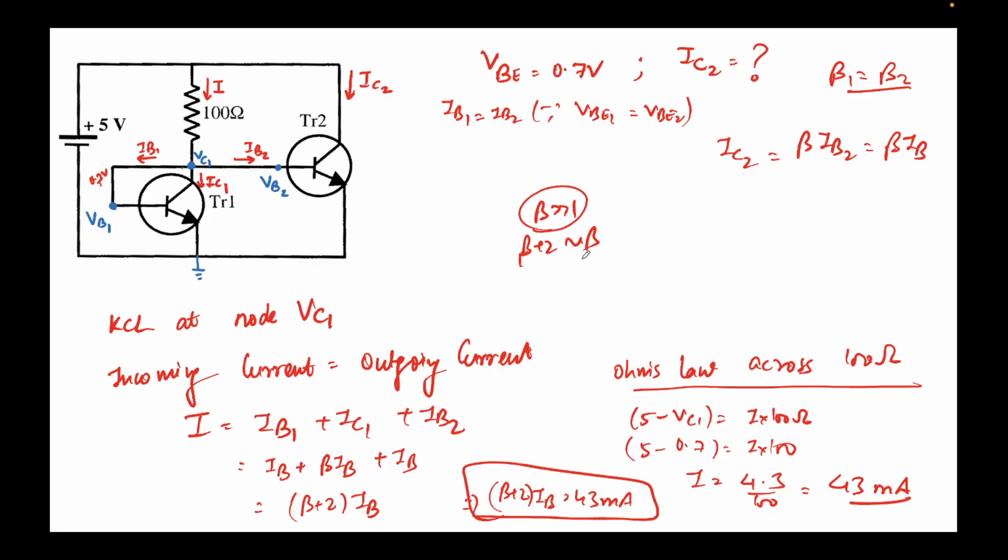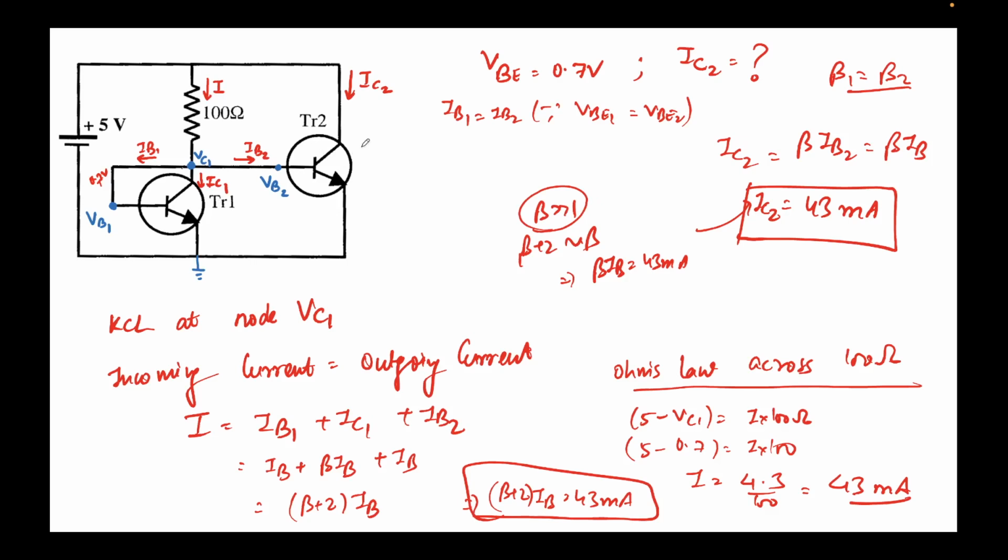All right. Beta plus 2 will be approximately equal to beta. So we can say that beta IB will be nothing but 43 milliamps. This is IC2, so IC2 will come out to be 43 milliamps. Coincidentally, IC1 will also come out to be 43 milliamps if we assume beta is greater than 1. You can see that the current flowing through the first transistor is exactly the same as the second transistor.